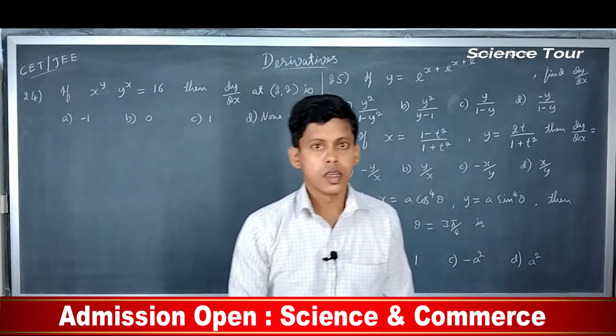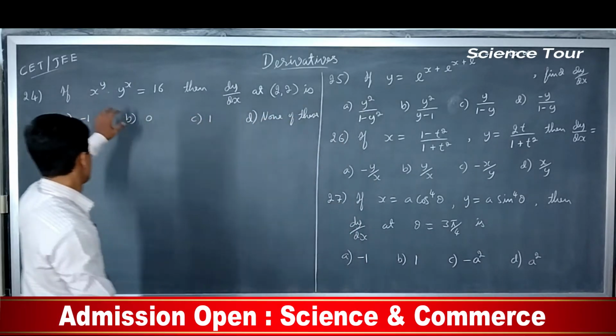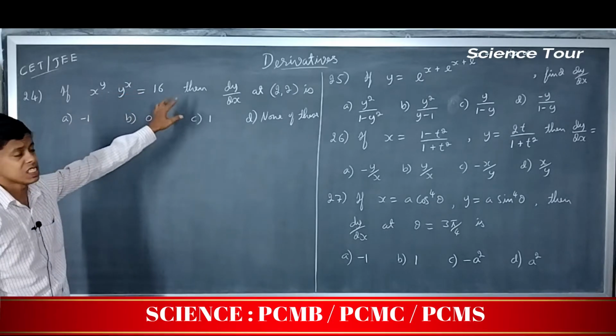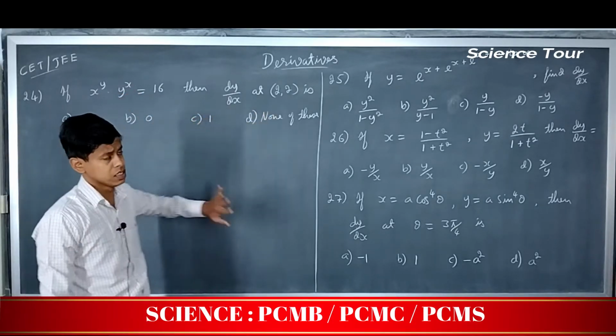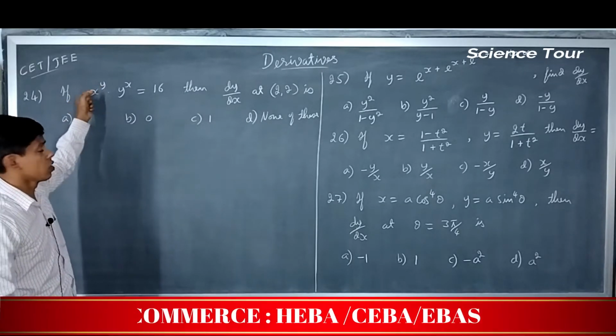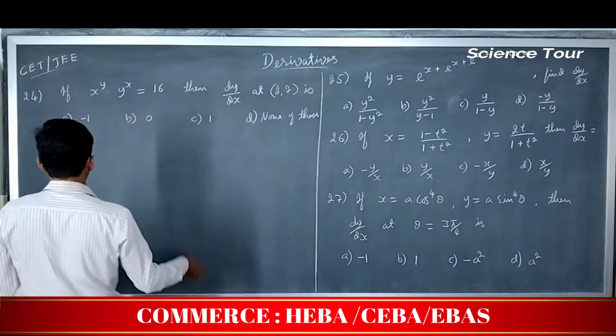Well, dear students, let's look at the next set of questions from 24th onwards. If x to the power y into y to the power x is equal to 16, then dy by dx at (2, 2) is, alright. So we have to find dy by dx, but the base and power are both variables, so use logarithmic differentiation.